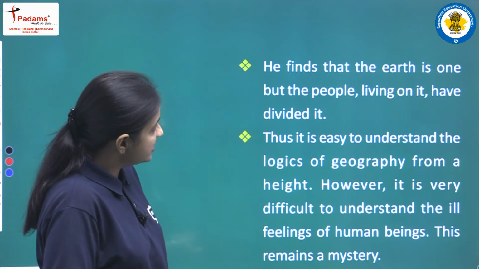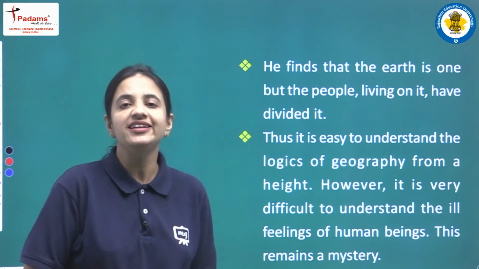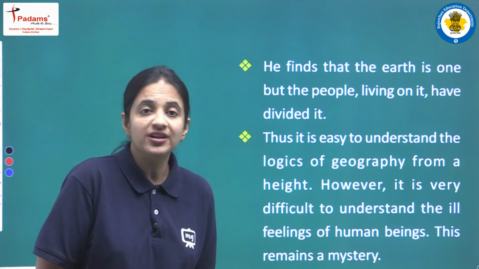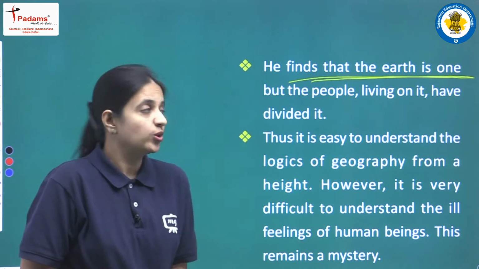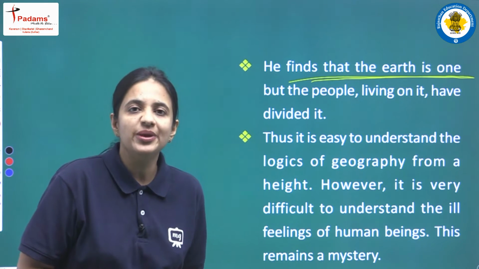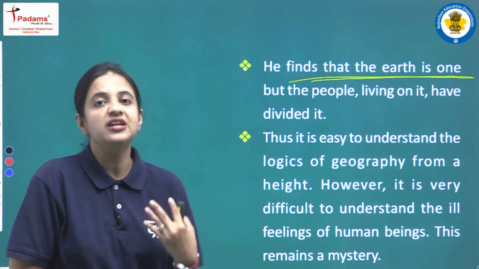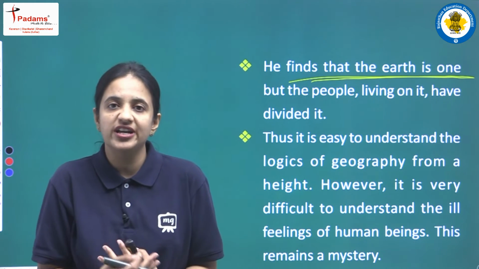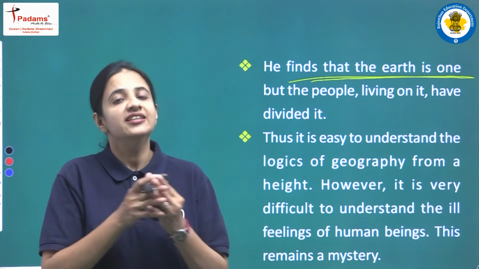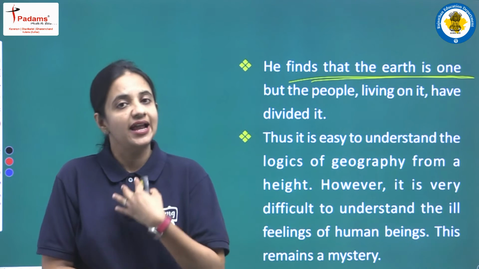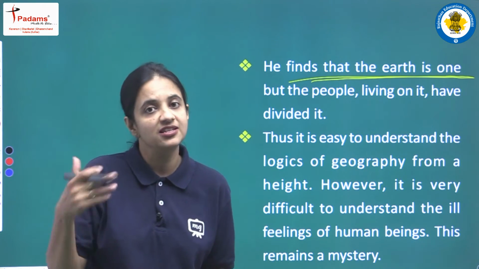Clear? He finds that the earth is one, but the people living on it have divided it. So finally the poet is able to understand this thing: that the earth, the planet earth, is one, but the human beings on this planet have divided it, because they have built so many walls, boundaries, and fences. Human beings have created so many differences and discrimination, but naturally this planet earth is the same, it is one.